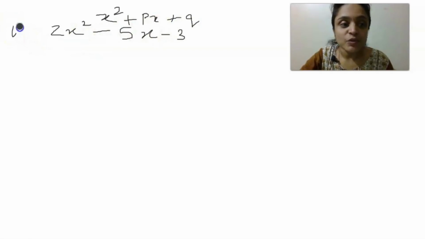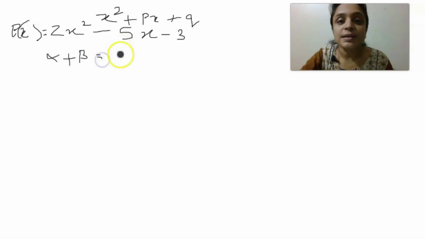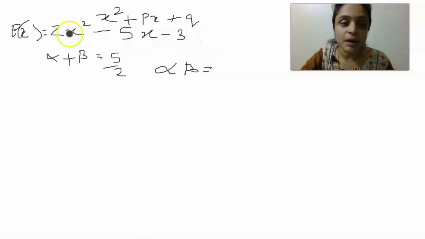So here, what is alpha plus beta? If p of x, we can say p of x equal to 2x square minus 5x minus 3. So what is alpha plus beta? Sum of zeros. Alpha plus beta equal to 5 by 2. That is minus b by a, which is equal to 5 by 2. And what is alpha beta? Alpha beta equal to minus 3 by 2. That is c by a equal to minus 3 by 2.